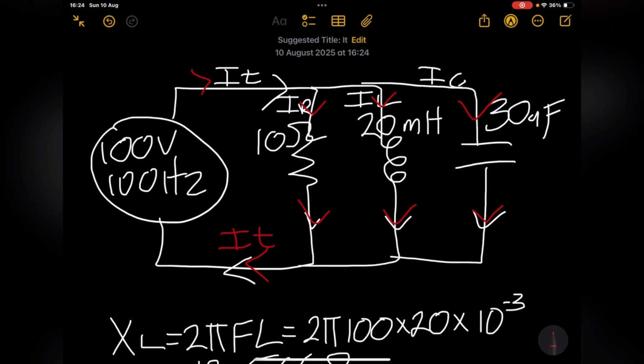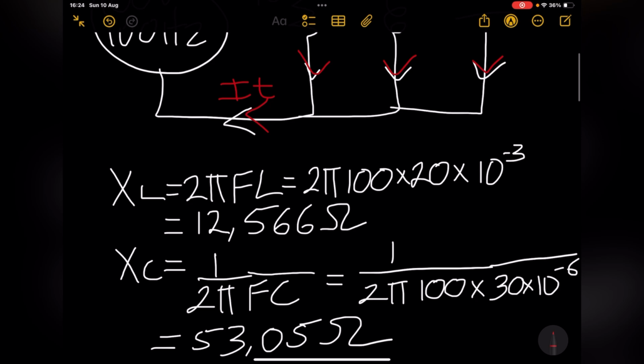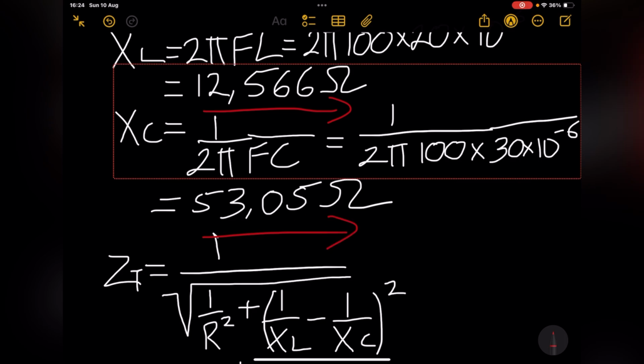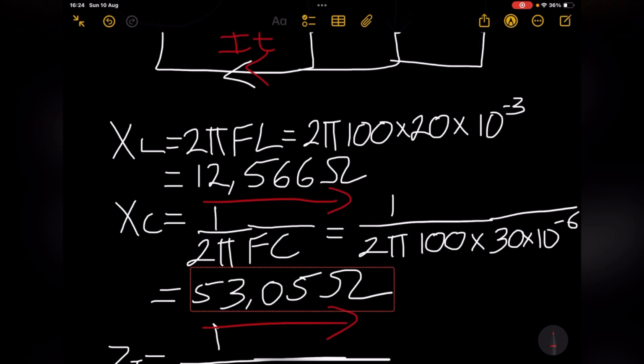All right, so let's start off with the inductive and capacitive reactances. So let's calculate the capacitive and the inductive reactance, which ends up being 2 pi FL and 1 over 2 pi FC, the exact same calculation we've been doing the whole time in the series, now applied in the parallel, and then we get our totals, which is 12.566, as well as our capacitive and inductive reactances. Right, after that we have to calculate the total impedance.